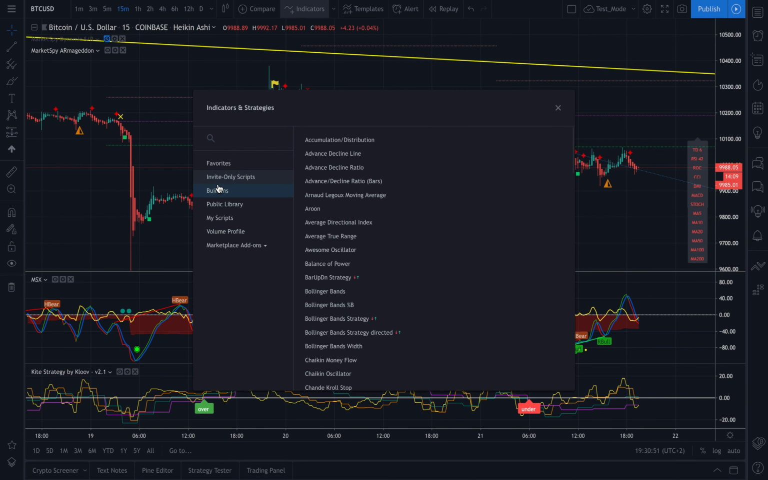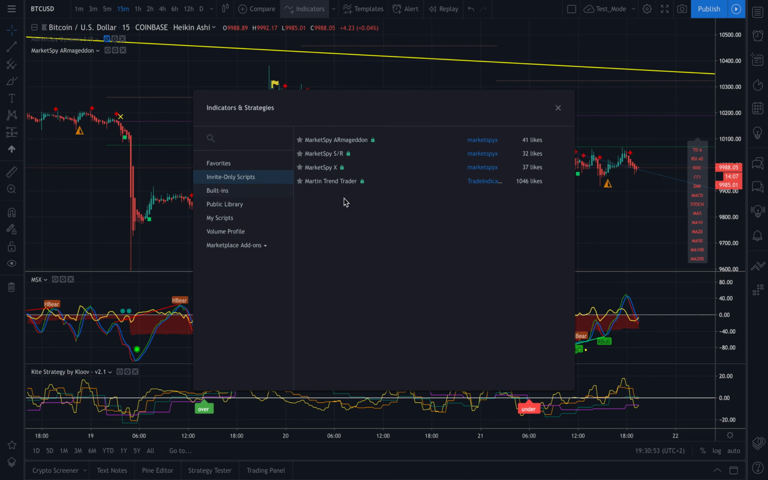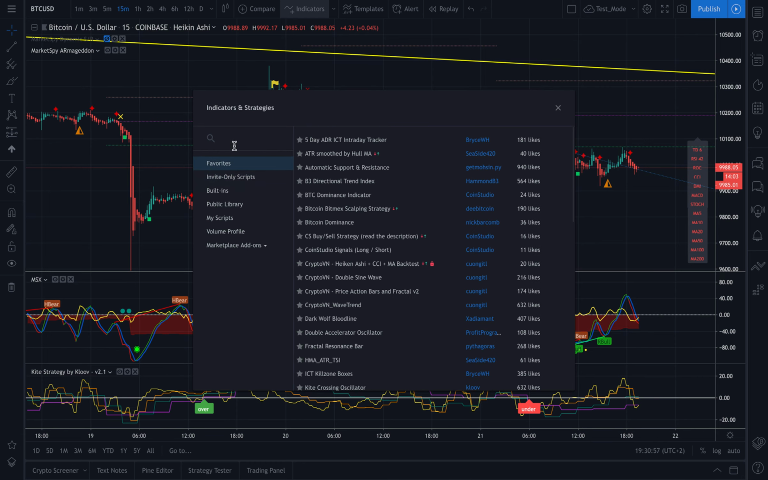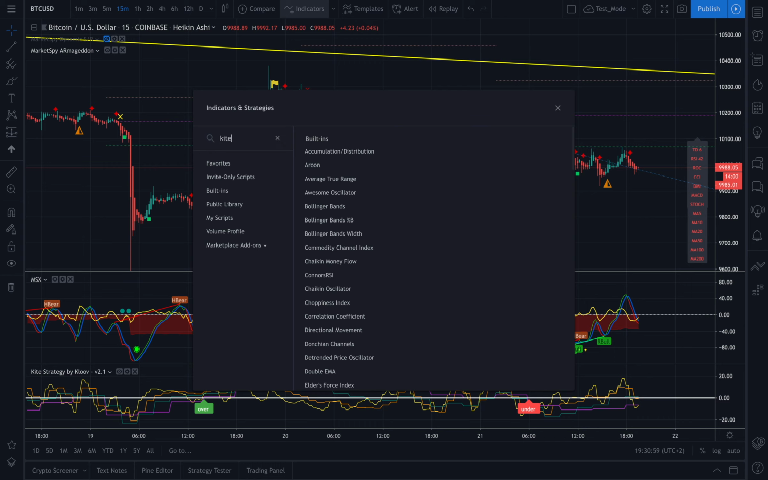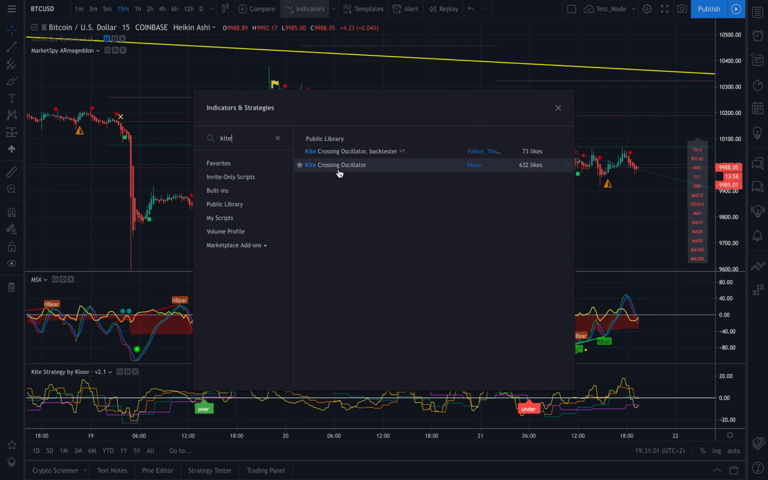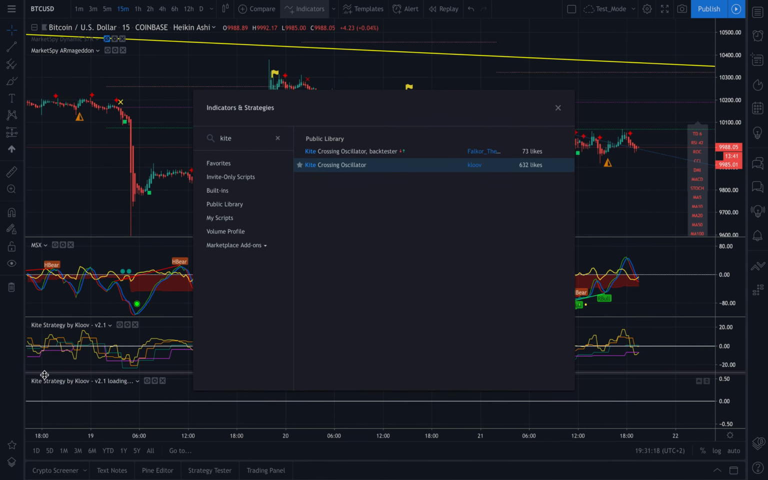So, indicators. Now the invite-only scripts are shown. I know my favorites should be shown, and it doesn't matter. If you enter "kite" here, you see Kite Crossing Oscillator by Clove, and you have to add this indicator or the Kite Strategy. Kite Crossing Oscillator. This is it. You see?